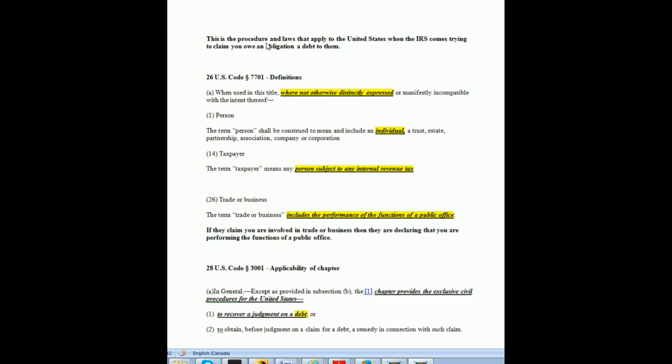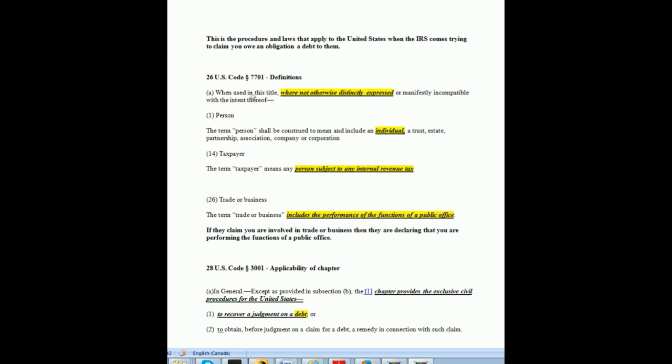This is the procedure, the operations of law that apply to the United States. And what United States do you think I'm talking about? Well, you'll see later on in this video. When the IRS comes trying to claim you owe an obligation, a debt to them, when you look under 26 U.S. Code, section 7701, under the definitions, you find the following.